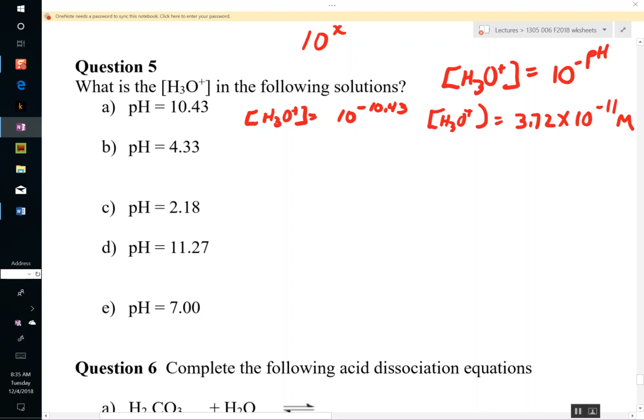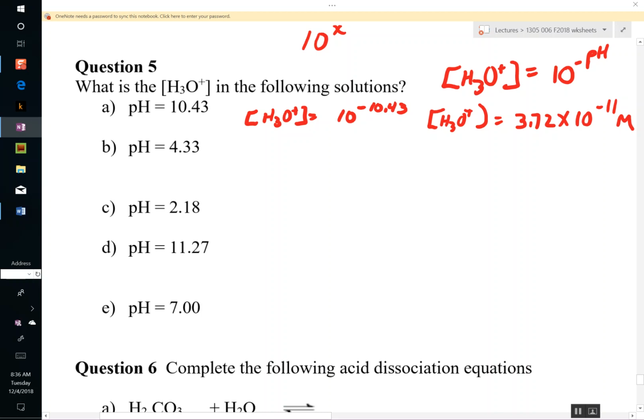Okay, so how do you do that on a TI-30? It was like second. Okay, here, type in 10.43. Now change it to negative. Second, 10 to the x. There we go. So you got to change it to a negative. There we go. Is everybody getting that on their calculator?